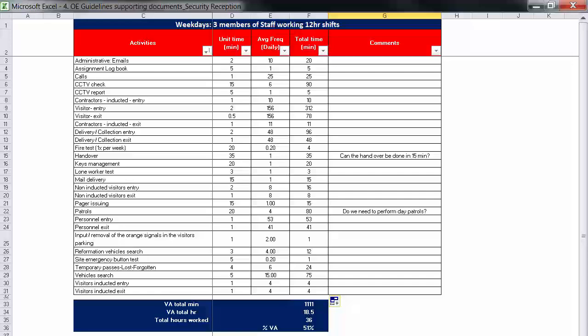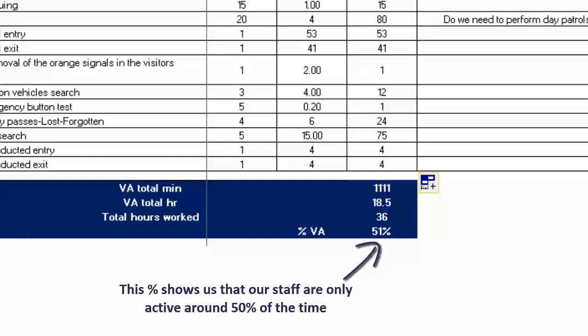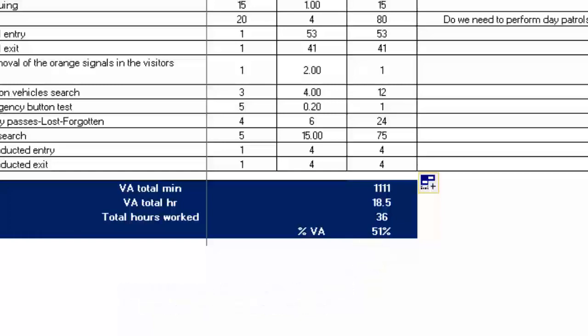Now, if we look to the bottom of our table, we can see that our staff members perform a total of 1111 minutes, or 18.5 hours worth of value-added tasks. The total amount of hours worked by these 3 staff members is 36 hours, so this means that the percentage of value-adding tasks performed by staff stands at 51%. This percentage is important as it shows us that our staff have something to do only around 50% of the time. We want to improve this figure to make the best use of our staff's and our client's time.